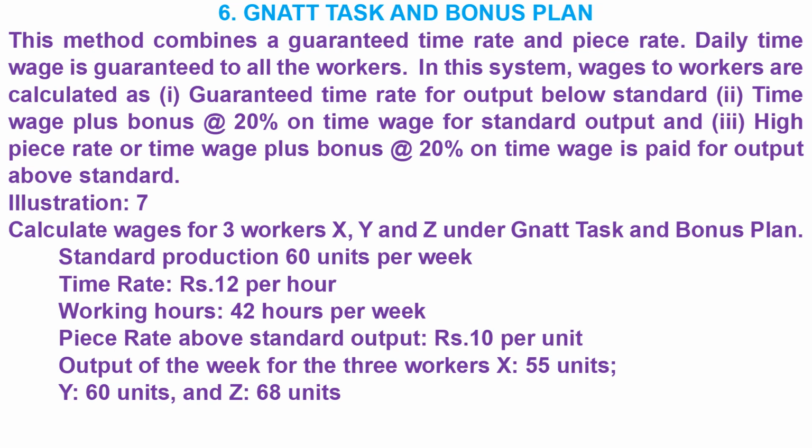Illustration 7. Calculate wages for 3 workers X, Y and Z under Gantt task and bonus plan. Standard production 60 units per week. Time rate, 12 rupees per hour. Working hours, 42 hours per week. Piece rate above standard output, 10 rupees per unit. Output of the week for the 3 workers: X, 55 units, Y, 60 units, and Z, 68 units.